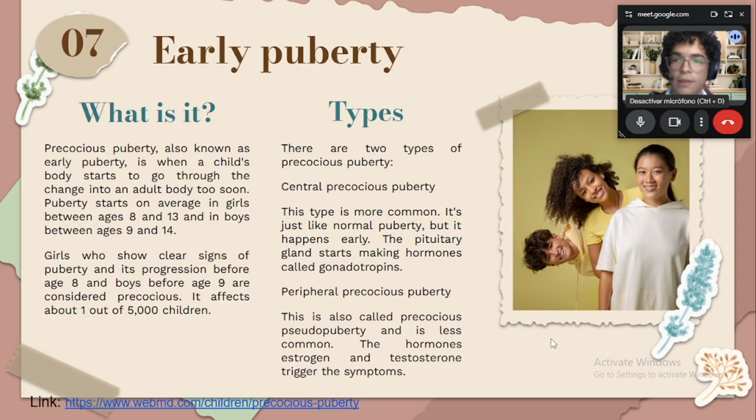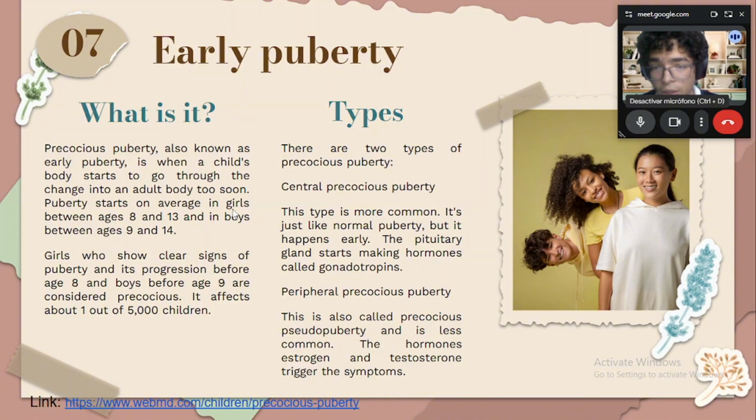Next up is 7, early puberty. Again, we are going to talk about early puberty in a more specific way. So we're going to learn what it is and some types. What is it? Precocious puberty, also known as early puberty, is when a child's body starts to develop or go through the change into an adult body too soon.